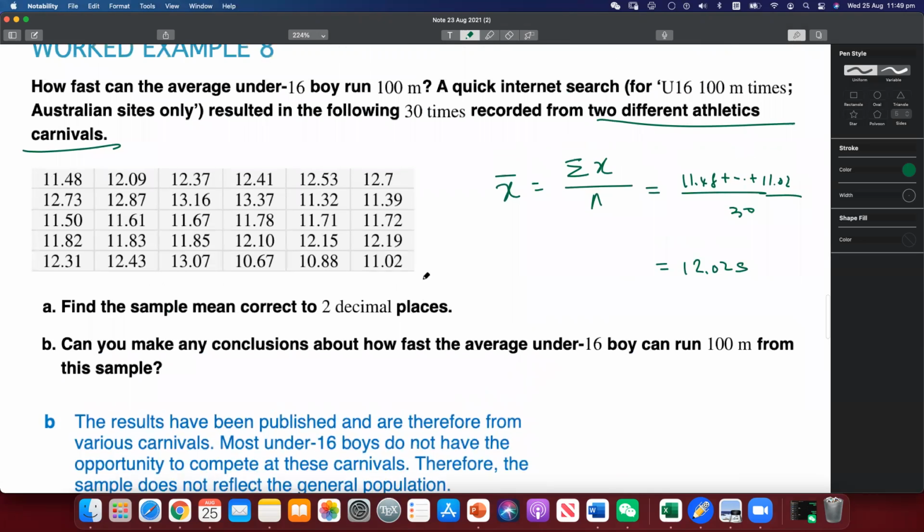Because generally, students who are participating in carnivals are good at running. But if you're investigating the average under 16 boy, you're gonna have a range of different kinds of boys. Okay, under 16 boys.